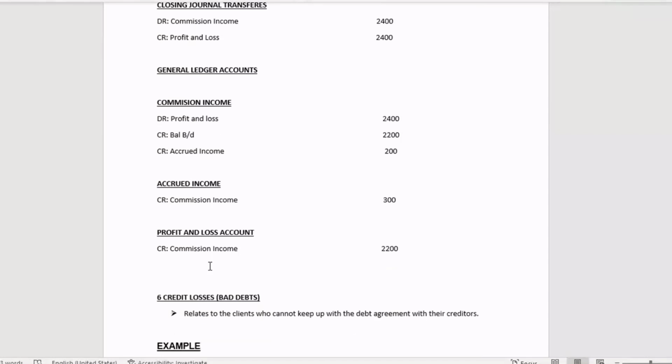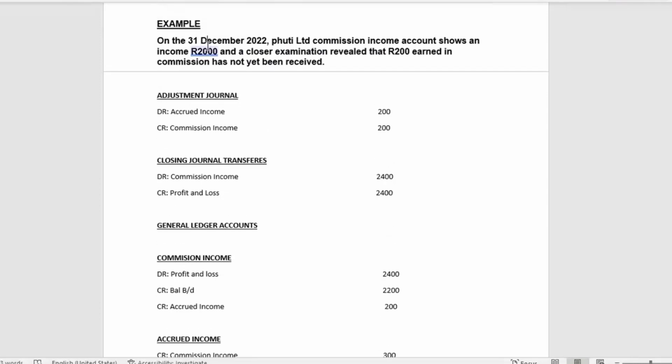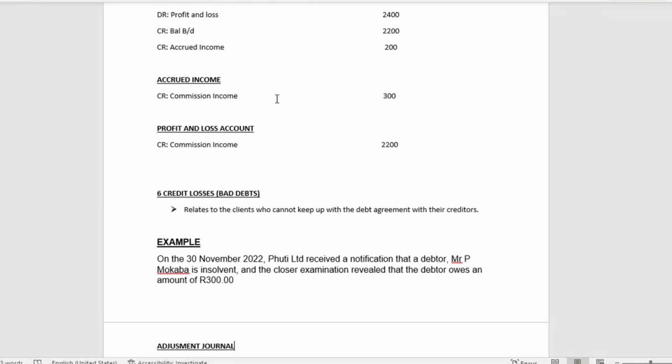Right, and the ledger account would be as follows. Your commission account itself, you're going to debit the profit and loss with an amount of 2,400 Rand, and you credit the balance brought down 2,200 Rand, and then you also credit your accrued income with an amount of 200 Rand. Okay, so I think I made a mistake here. It's supposed to be not 2,000, it's supposed to be 2,200 Rand. And then you are going to have the accrued income itself with an amount of 200 Rand, and the profit and loss account is going to be with an amount of 2,200 Rand.